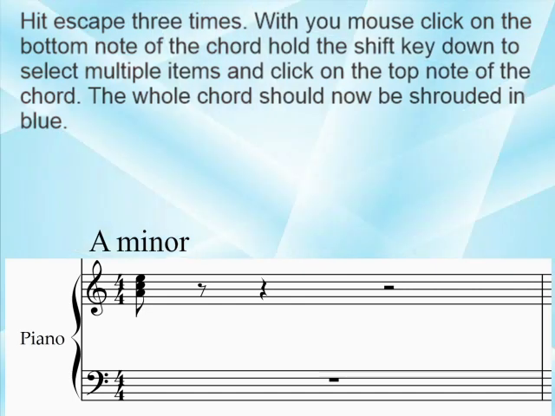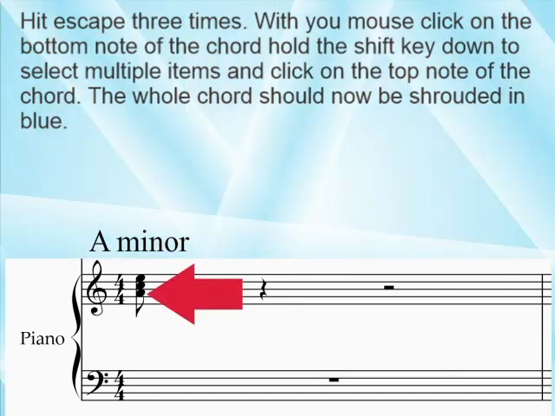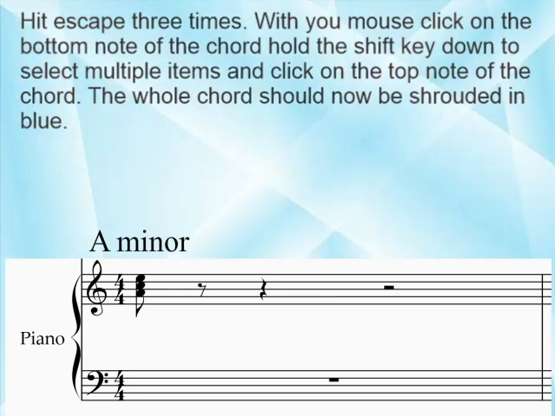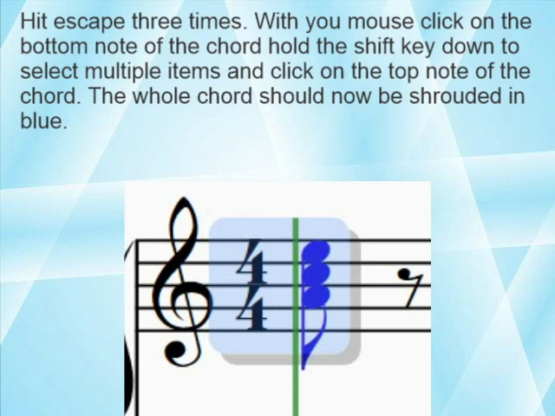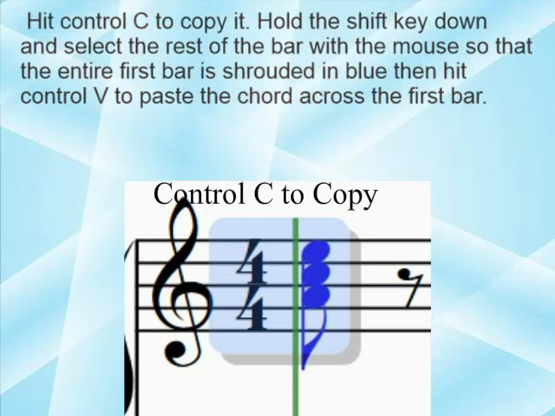Hit escape 3 times. With your mouse, click on the bottom note of the chord, hold the shift key down to select multiple items, and click on the top note of the chord. The whole chord should be shrouded in blue. Hit Ctrl C to copy it.